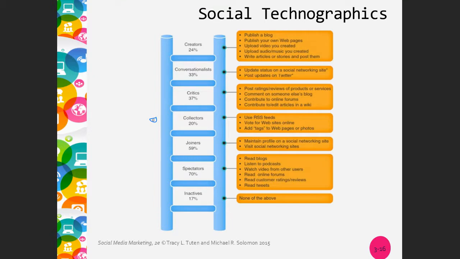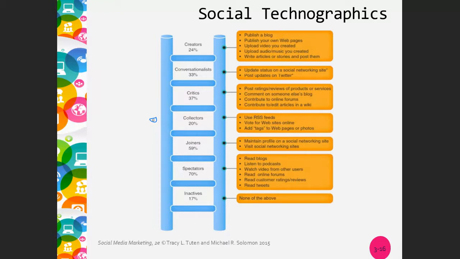So you can see the range from inactives through spectators, joiners, collectors, critics, conversationalists, and creators. If you look at these, you may appear in each of these, or maybe three out of four of them, right? So they're not discrete, separate categories.